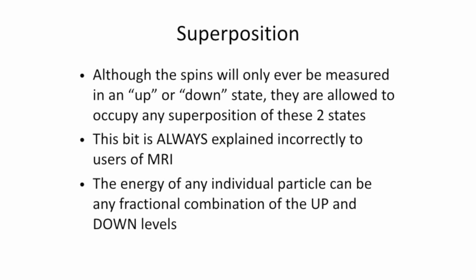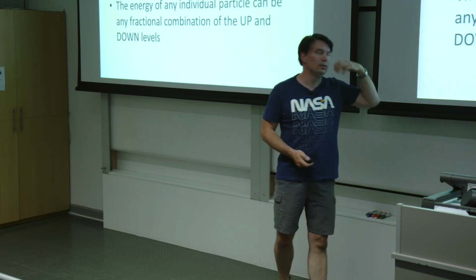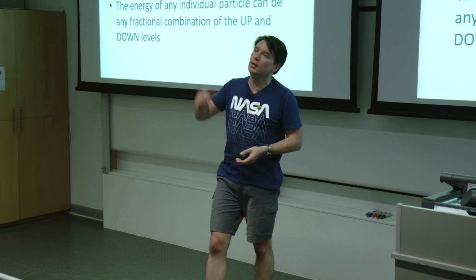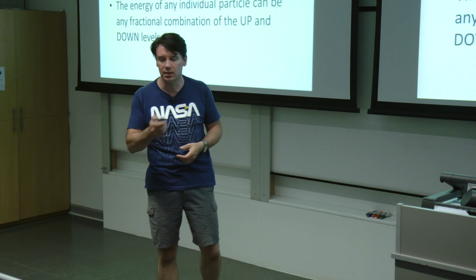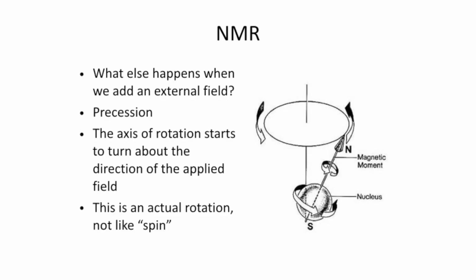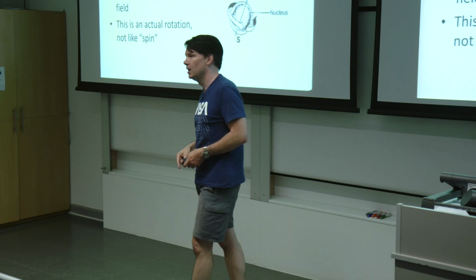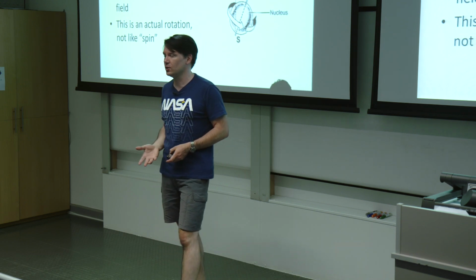So again, I've just explained all of that and you didn't have to take notes because it's written on the same thing. So any individual particle is quite happy being the spinning coin in midair, where it is a fractional combination of the possible allowable states of that particle. So what happens when we put a proton in a magnetic field is it doesn't just have these two possible states, it does something else as well. And that something else is called precession.